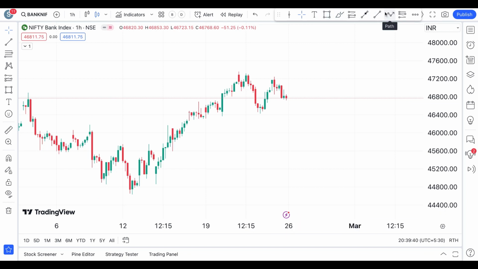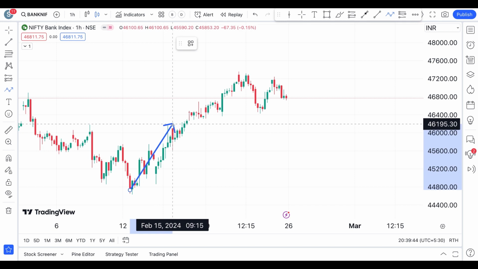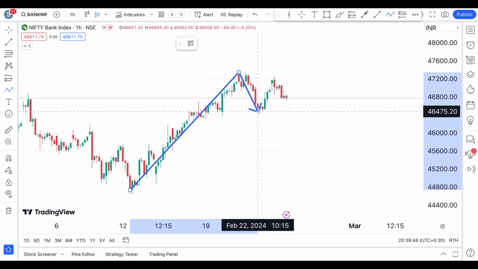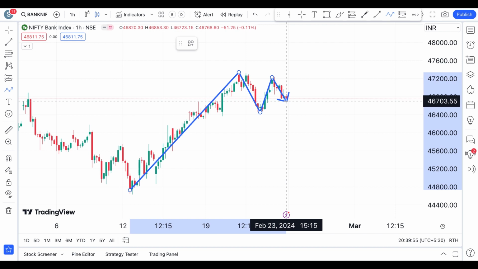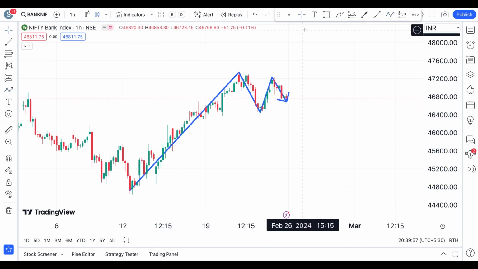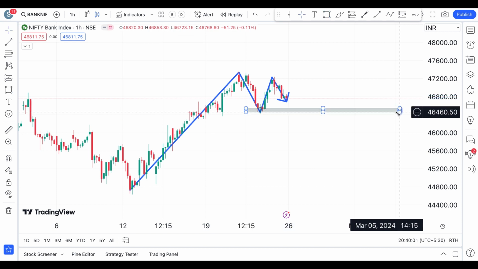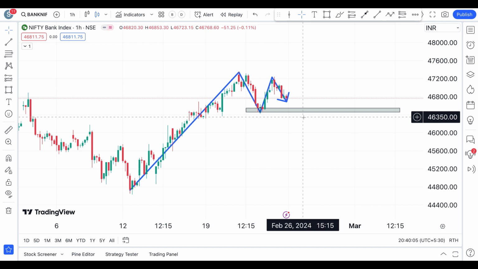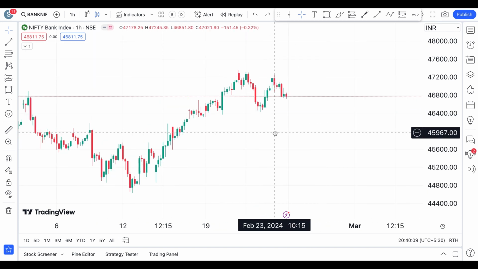You have a pretty good move. In a couple of places you have seen pullbacks, but that's okay. From there, you have seen a pullback, and then now you have seen a lower high compared to that, and it's on the way towards the downside. So now, if this level breaks on an intraday time frame, then we are going to expect some good fall in the Bank Nifty. All right, and so this goes on and on.